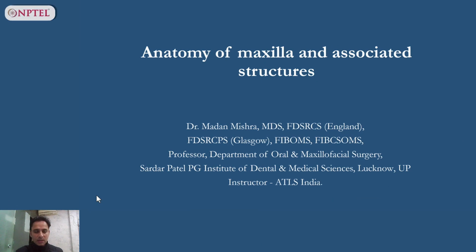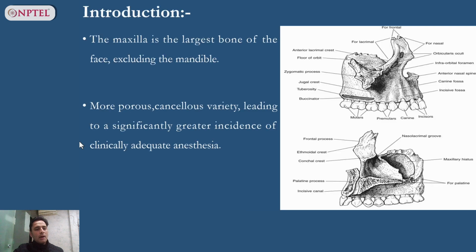Dear participants, in this lecture, I am going to discuss the anatomy of the maxilla and associated structures with its applied aspect related to local anesthesia. Well, the maxilla is the largest bone of the face excluding the mandible. It is more porous, cancellous in variety, leading to a significantly greater incidence of clinically adequate anesthesia.